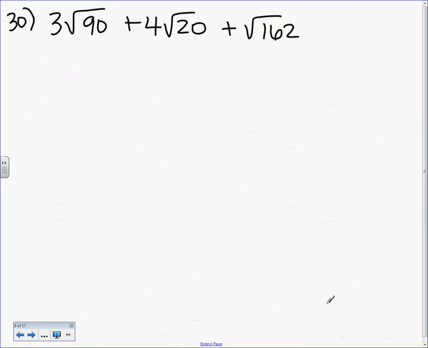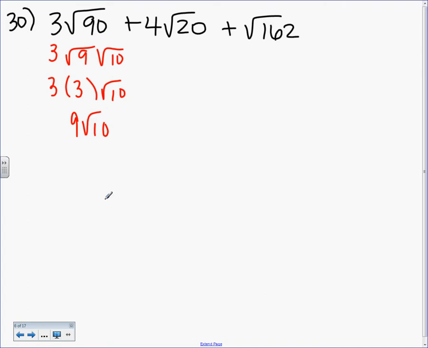So what we have to do is simplify those square roots, and then maybe they will be the same. I don't know, but I have to try. So square root of 90, what is the highest perfect square that goes into 90 evenly? You've got 9 and 10, right? So what is the square root of 9? It's 3. So that breaks down into 3 square root of 10.